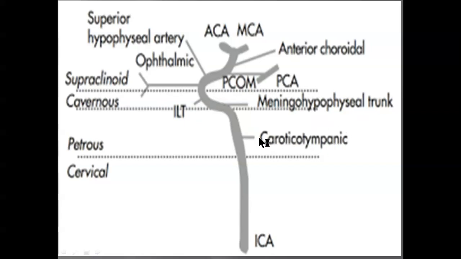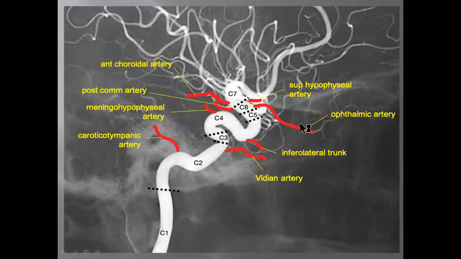Now this is the caroticotympanic artery, which is part of the petrous part. So as we already said, the petrous segment gives two main branches, the caroticotympanic artery and the Vidian artery. All right.